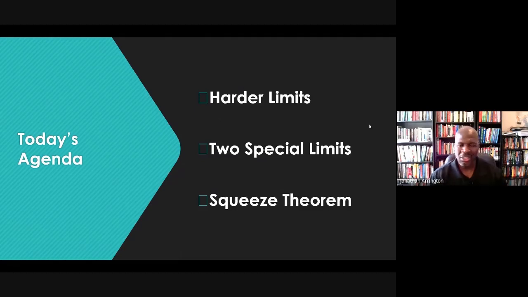So let's go ahead and take a look at these harder limits. I'm just going to work through some examples and explain the methods I use to solve these particular limits. Once you get accustomed to these methods, you'll be able to solve these problems fairly easily, I believe. But at first, most of these techniques are probably going to seem new to you. Let's go ahead and take a look.